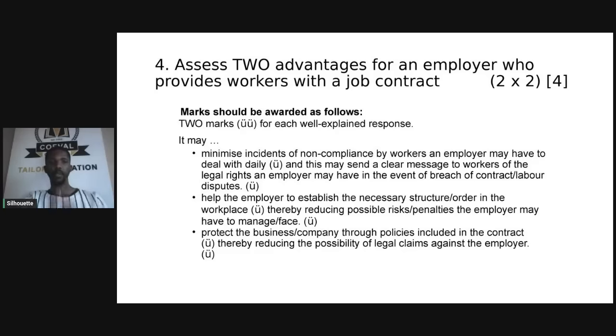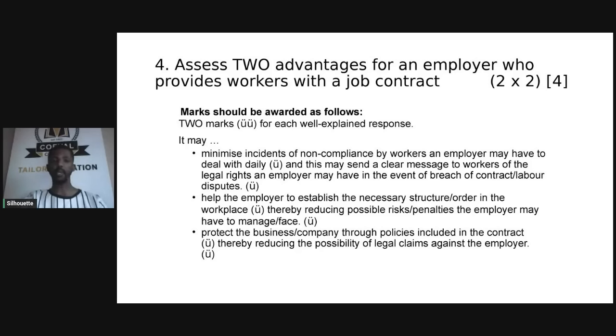Okay, and then the next question is: assess two advantages for an employer who provides workers with a job contract. The mark allocation is always important, so look at that first. It's 2 times 2, which means 2 responses, with 2 marks each. First mark: fact, opinion, or statement. The second mark is a qualifier. So the response is in terms of advantages.